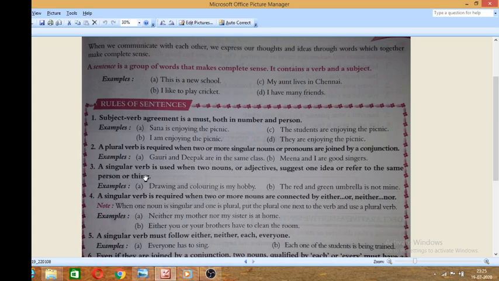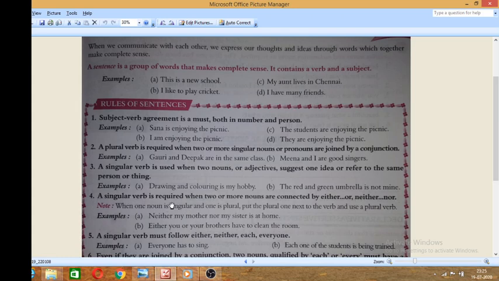Number 3, a singular verb is used when two nouns, adjectives, suggest one idea or refer to the same person or thing. Drawing and coloring, you know that two things are mentioned, but drawing and coloring refers to this. Okay, you know that drawing and coloring is suggesting one idea, so that is why a singular verb has been used. The same thing is that red and the green umbrella is not mine.